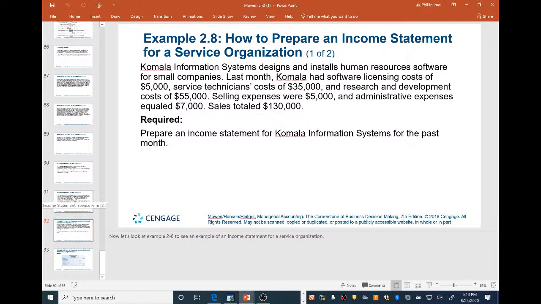Okay, so how to prepare an income statement for a service organization. This is the last example here, then we'll look at the income statement, then we'll get out of here, okay?